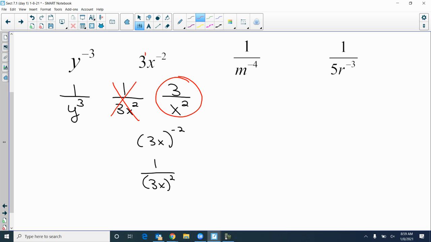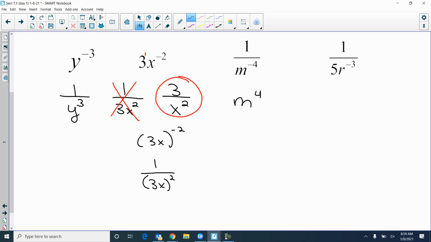So good. All right, what about 1 over m to the negative fourth? The only thing is m to the negative fourth, to make it positive, you kick it upstairs. If I kick it upstairs, is there anything left in the denominator? No, so you don't need to make it m to the fourth over 1. You can just make it m to the fourth.